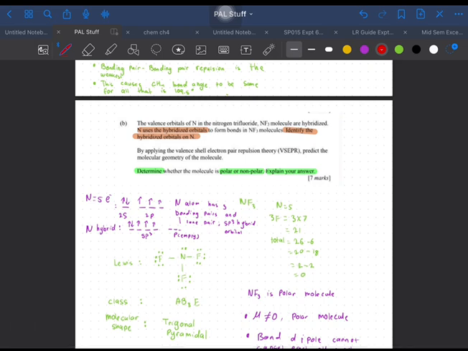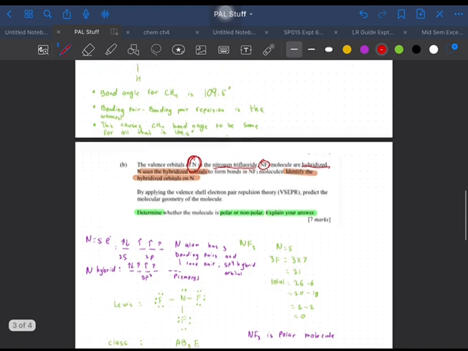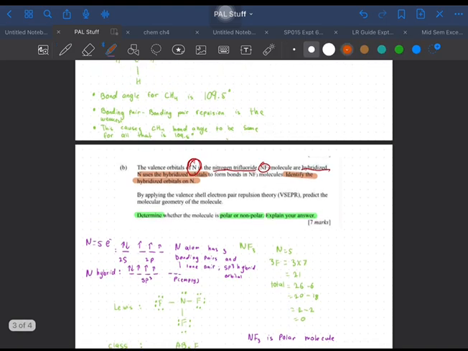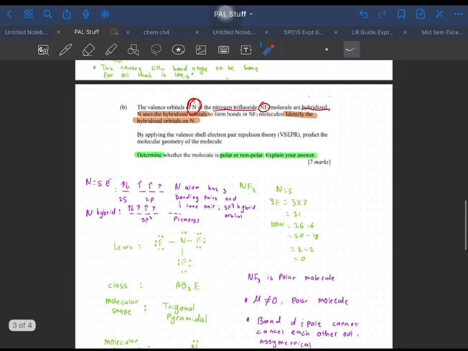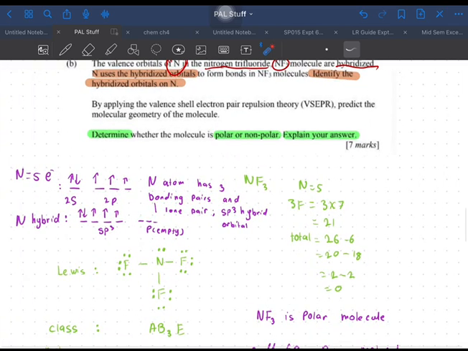Next question. The valence orbitals of N in nitrogen fluoride, NF3, are hybridized. N uses hybridized orbitals to form bonds in NF3 molecules. Identify the hybridized orbitals on N. So we have to look at this question correctly. We just have to know what type of orbital it has.